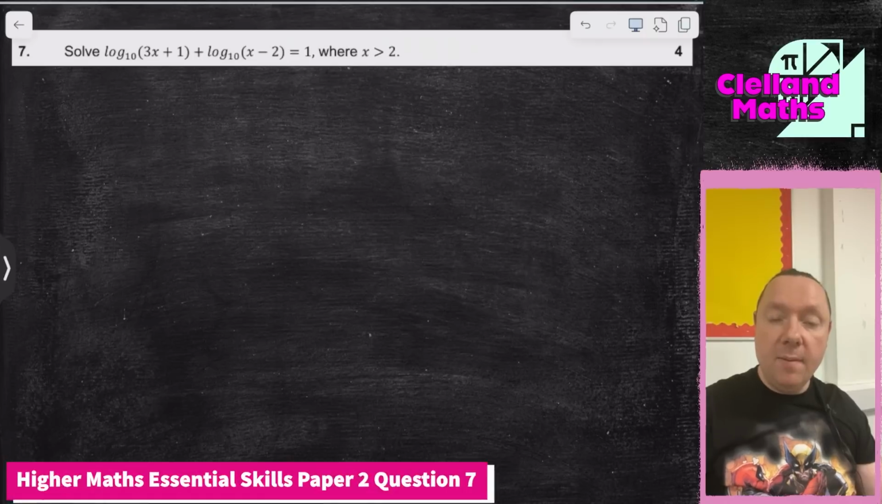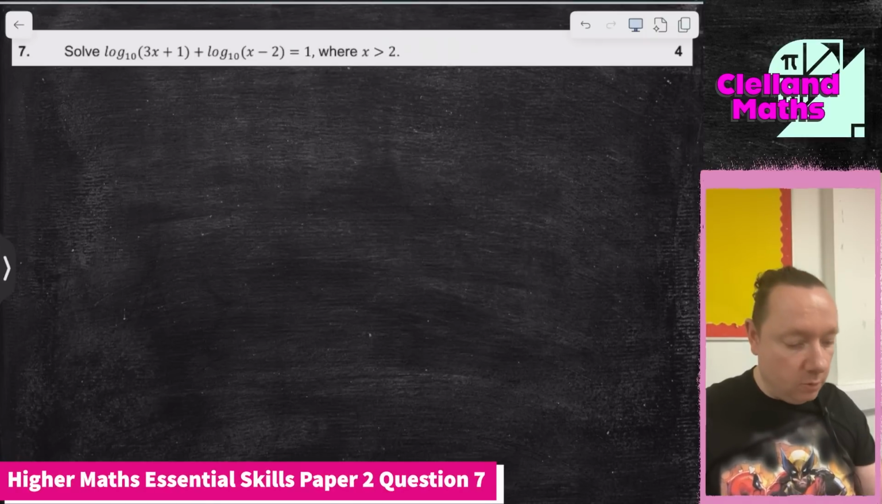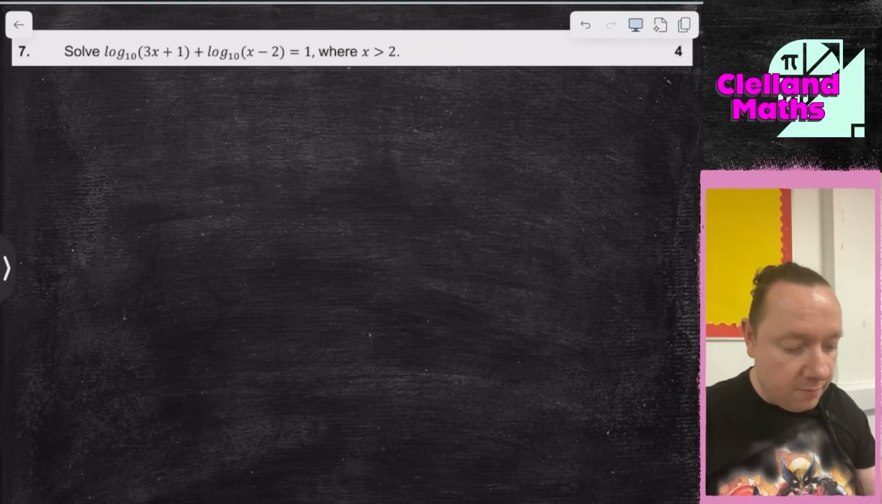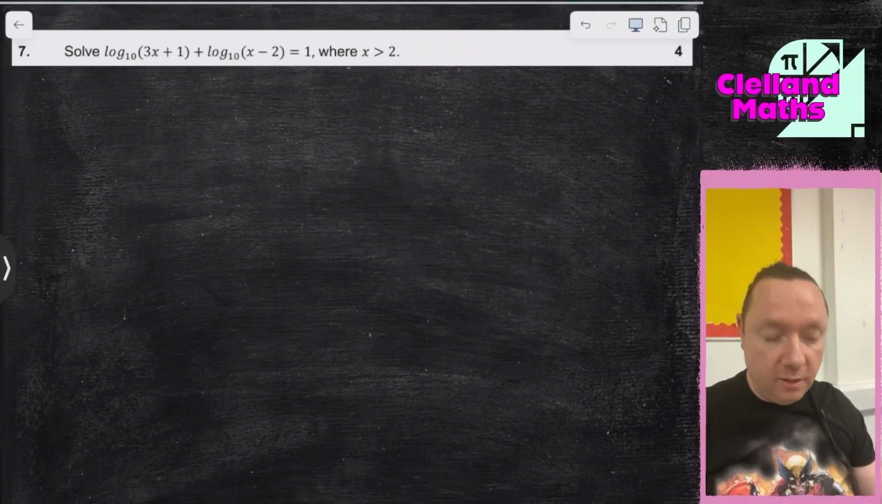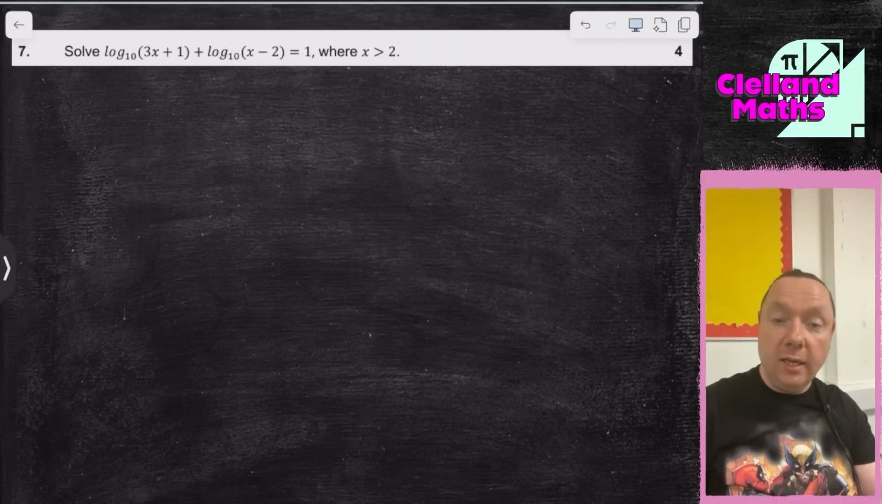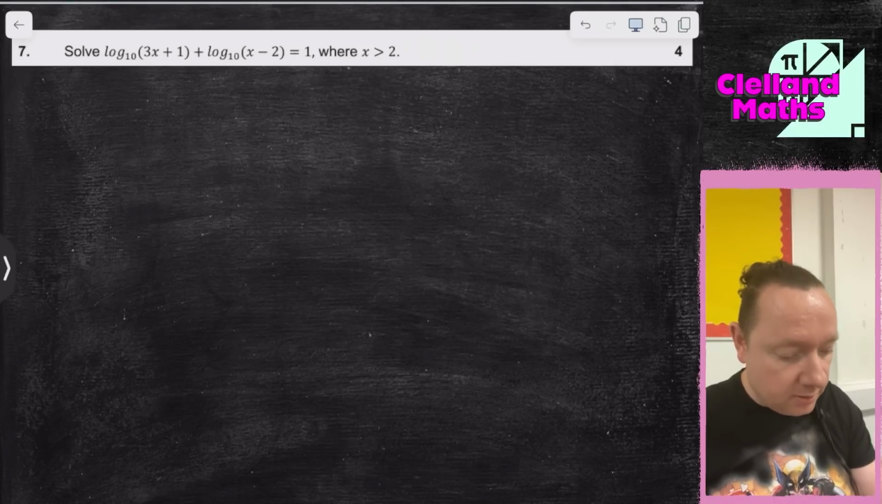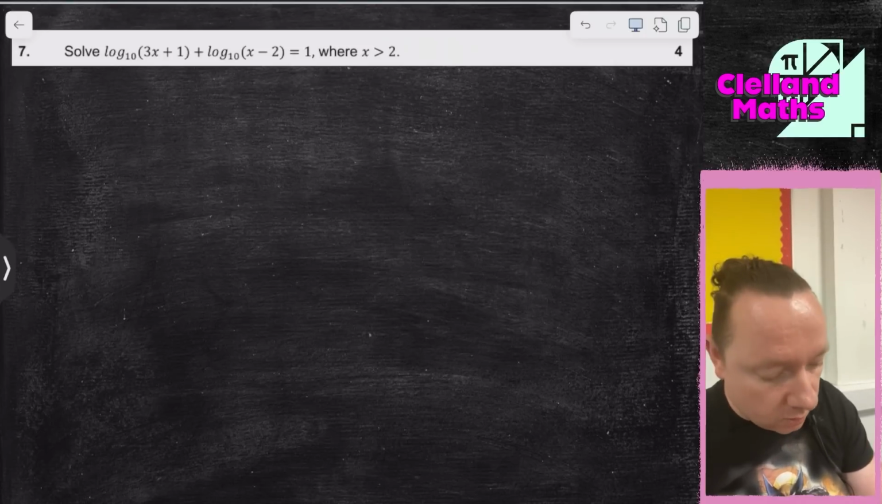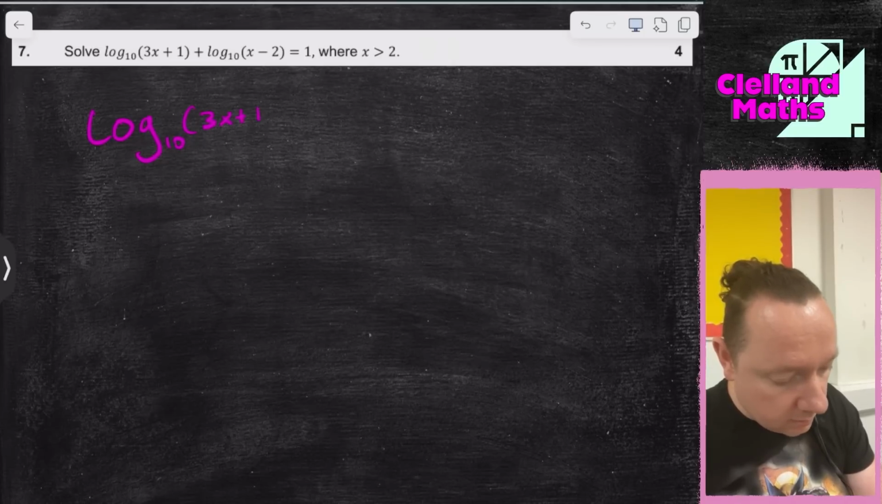SQA Higher Maths 2025 Essential Skills Paper 2, Question 7. Solve log base 10 of 3x plus 1 plus log base 10 of x minus 2 equals 1 for x greater than 2. So rules of logs are like indices. If I see an add, same base, it means I can times. So I can make it 1 log of 3x plus 1 times x minus 2 equals 1.